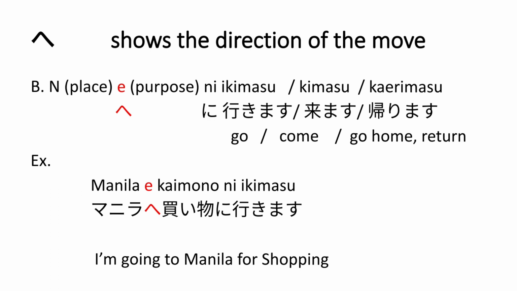And if you use kimasu or kairimasu, it's the same. Okay? Even if you have a purpose in the middle, the purpose will be indicated with the particle ni. But the place will be indicated with the particle e. Okay? Because you have these verbs, ikimasu, kimasu, and kairimasu. Okay, minasan? Let's go to another slide.